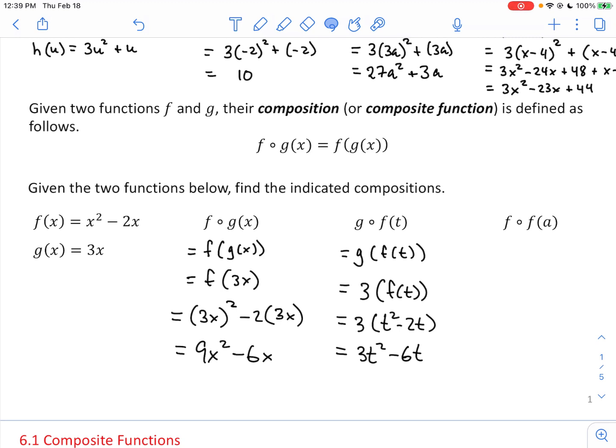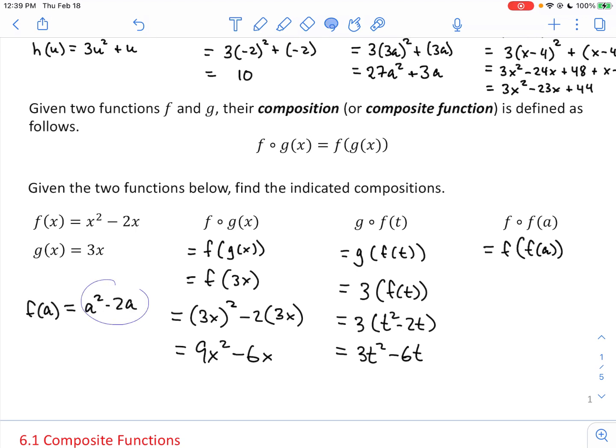We can also do a composition of a function with itself. So this means we're going to be doing f of a. We're going to take the f expression, which is over here, change the x's to a's to begin, and then plug it into itself. So f of a is going to be a squared minus 2a.